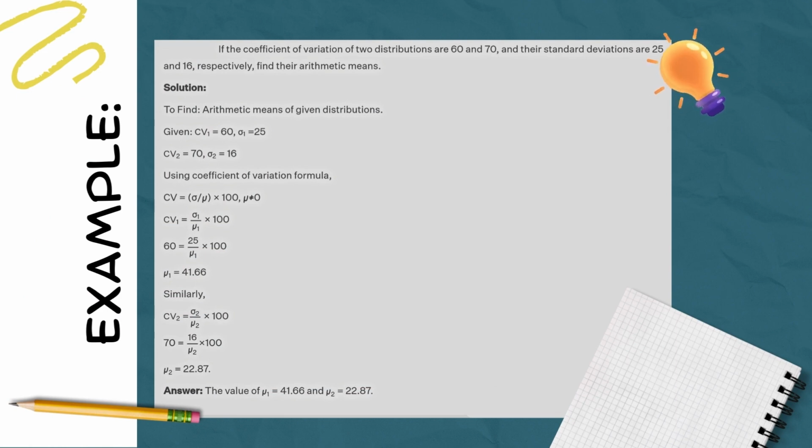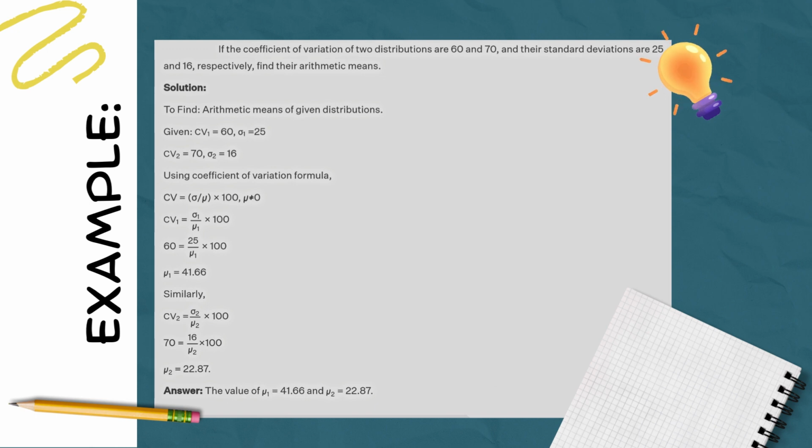Example number 2. If the coefficients of variation of two distributions are 60 and 70, and their standard deviations are 25 and 16, respectively, find their arithmetic means. So, since the coefficient of variation already has a value, we need to find the arithmetic means of the given distributions. Since we need to find two arithmetic means, we'll denote the first as CV1 and the second as CV2.